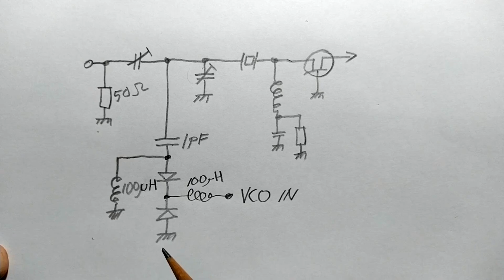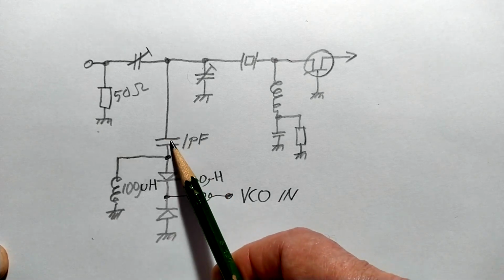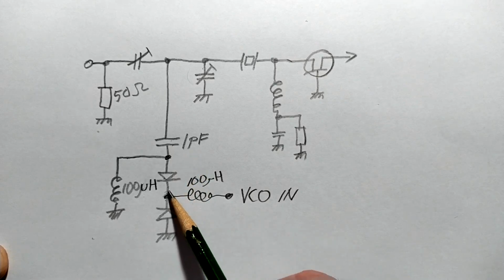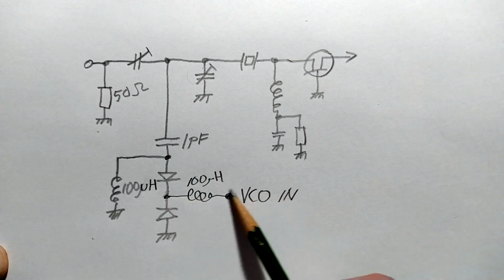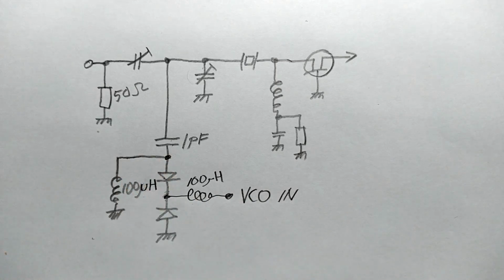Then I do the same for channel 1, but made a mistake and connected the 1 pF capacitor to this point, which means I had a much bigger frequency sensitivity for the VCO input. So I have corrected this, and now the oscillators are similar.